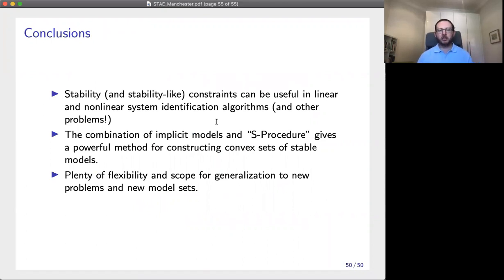Basically, the conclusion is that stability or stability-like constraints can be very useful in nonlinear and linear system identification and also other problems. The main technique that we have developed and applied in a number of ways is to combine the flexibility of implicit models and S-procedure-like or positivstellensatz-like arguments to construct convex sets of stable models. But I will say that I think we're just scratching the surface. There's lots of scope for flexibility and generalization to different problems and different model sets and so on.